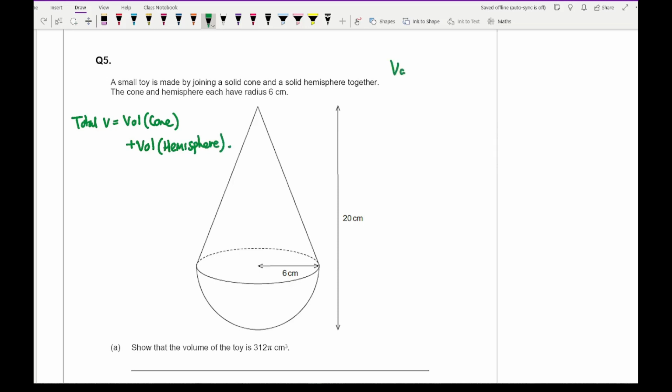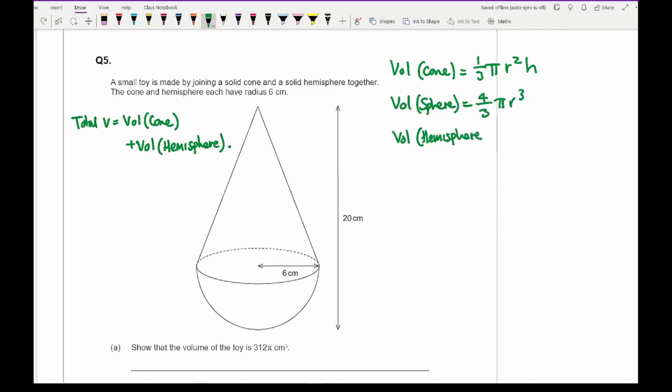So to work out the volume of the cone, well, the formula for that is going to be 1/3 pi r squared h, and the volume of a sphere is 4/3 pi r cubed. So the volume of a hemisphere is going to be half of that, so it's going to be 2/3 pi r cubed. And it's these two formulas that I'm going to be using to work out the total volume.